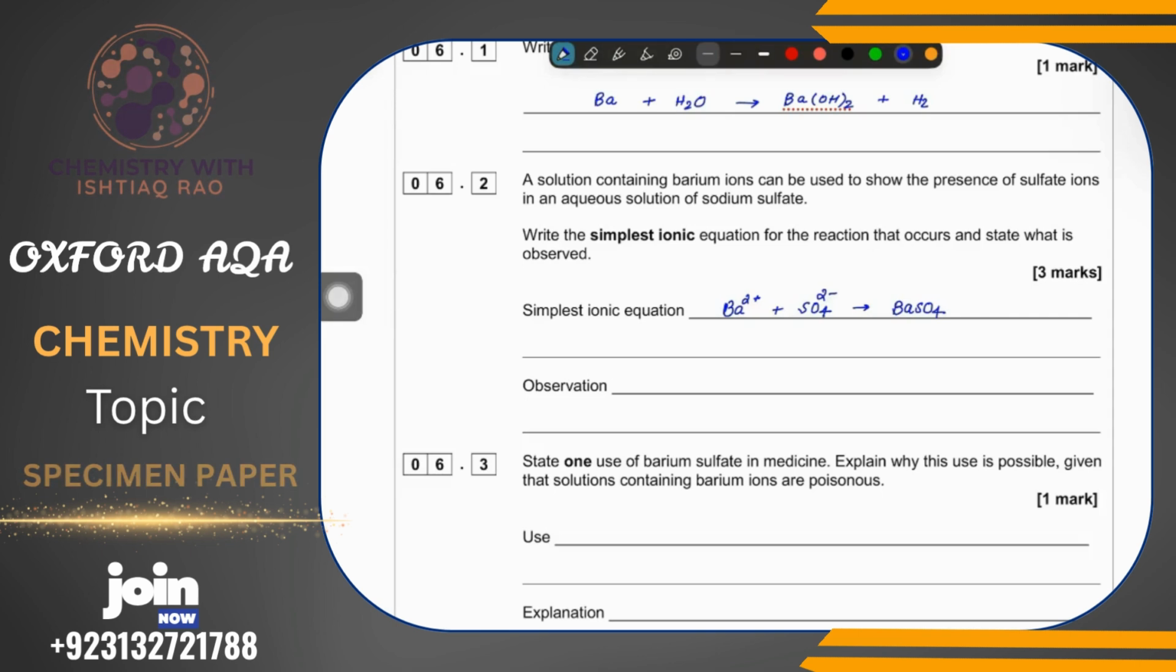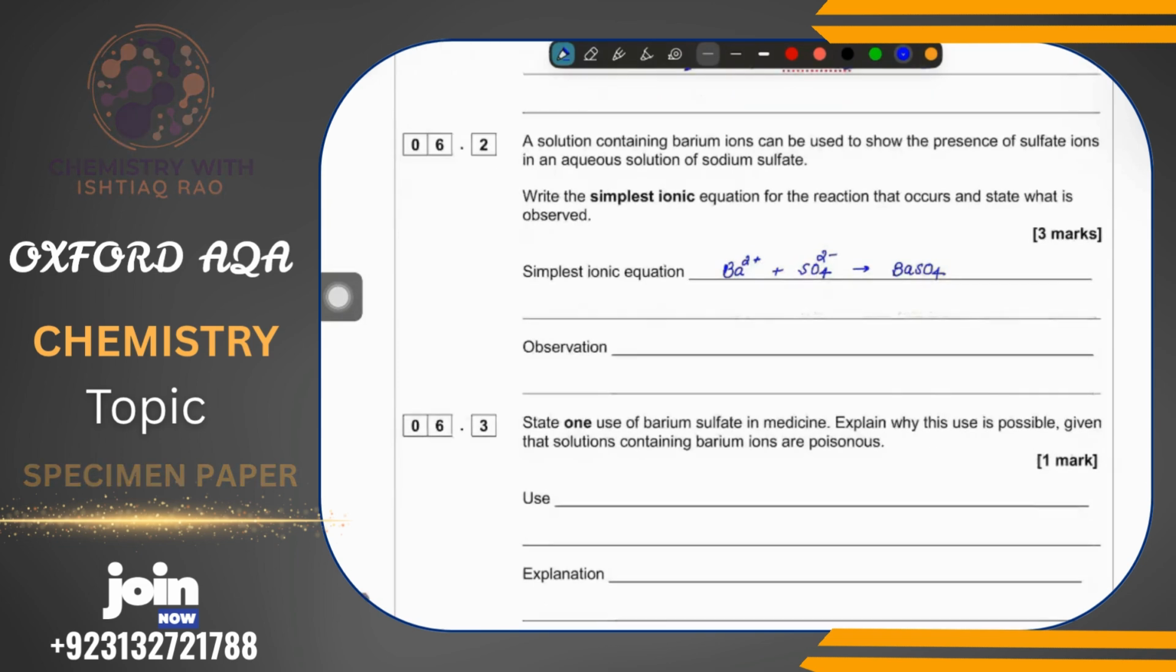Observation: presence of white precipitate. Or you can say barium ions are like a white insoluble solid. All barium ions are soluble. Remember, barium sulfate is insoluble. When something has a charge, whether positive or negative, it would be soluble.